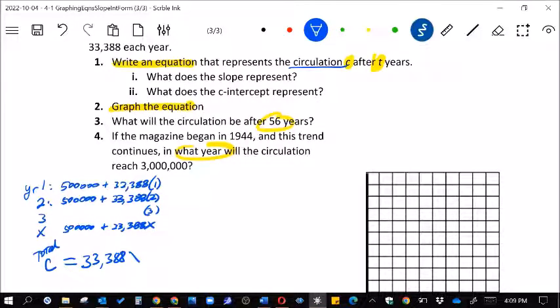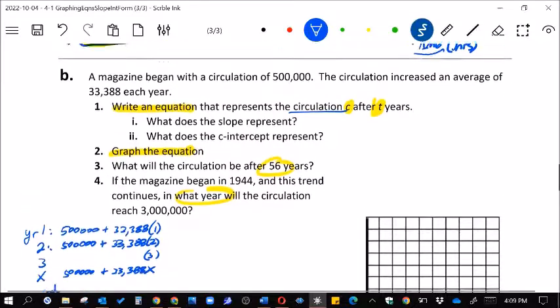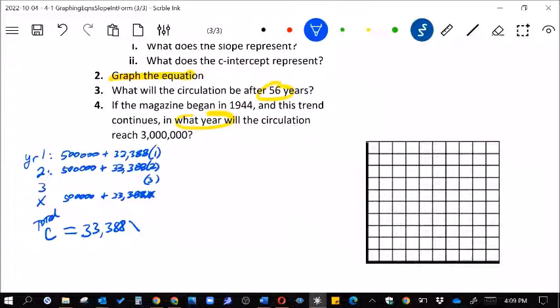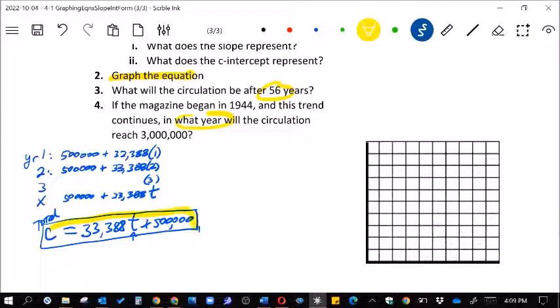33,388 times, now not X, remember this was T years. So instead of X, we need to use a T. And that makes sense for T. Y would have been better for the number of years, except Y has a different meaning for it. Plus the original 500,000. So that's an equation. And that, no matter how many years you put in, you can now figure out what the increase is to add to the original amount. That is number one.